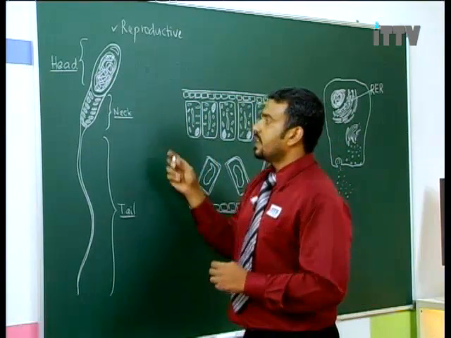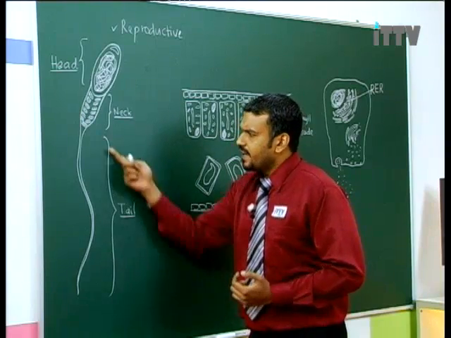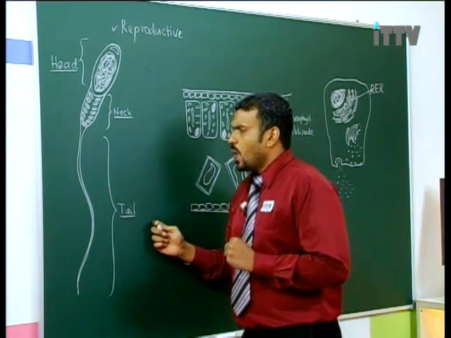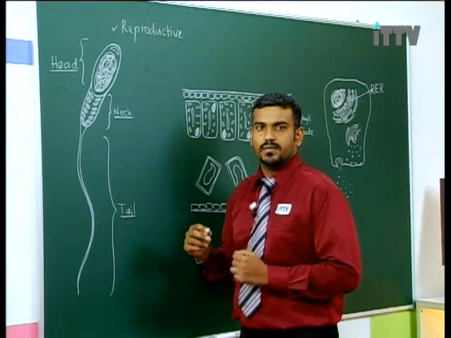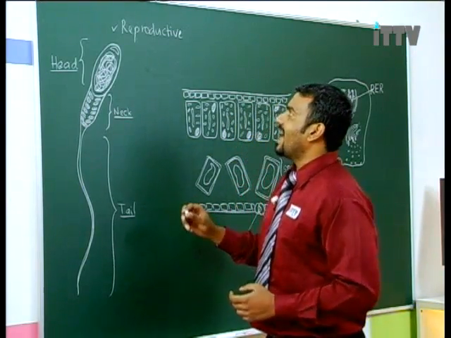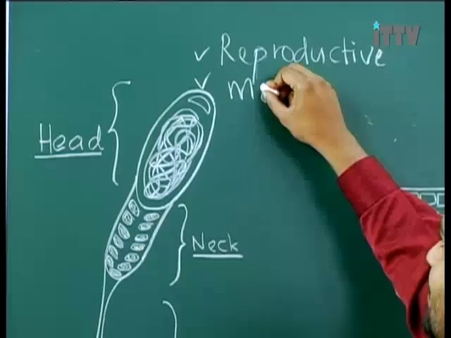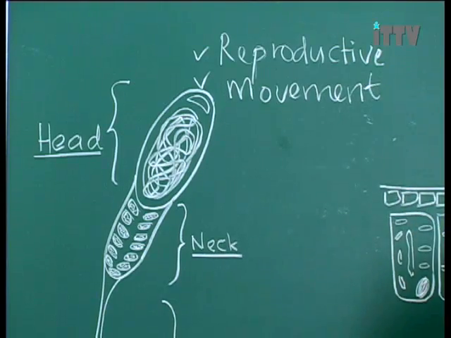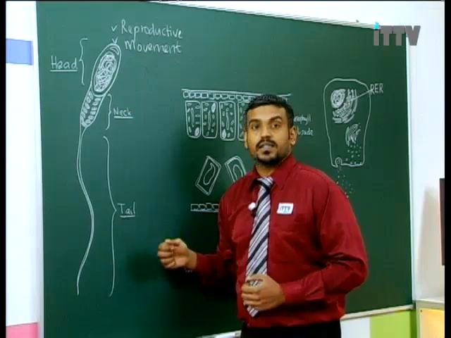Number 2, let's move down here. Okay, I can see that there is a tail in the cell. Now let me imagine, why does a cell need a tail? What is the function of the tail? You guessed it right. The tail helps it to carry out point number 2, movement. Very good. You guessed it exactly like me, right? Okay. So now we can guess that because it has a tail, this cell can move.